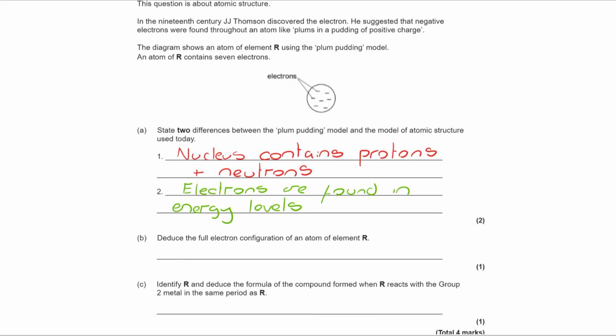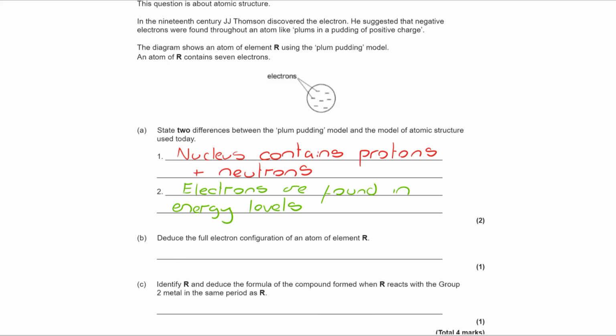When we take a look at B, deducing the full electron configuration, first of all, you've got to count up how many electrons there are, and in the diagram, you can see that there are 7. So you can use the periodic table to find that nitrogen has an atomic number of 7, and that means it has 7 protons, but as an atom, that also means it has 7 electrons.